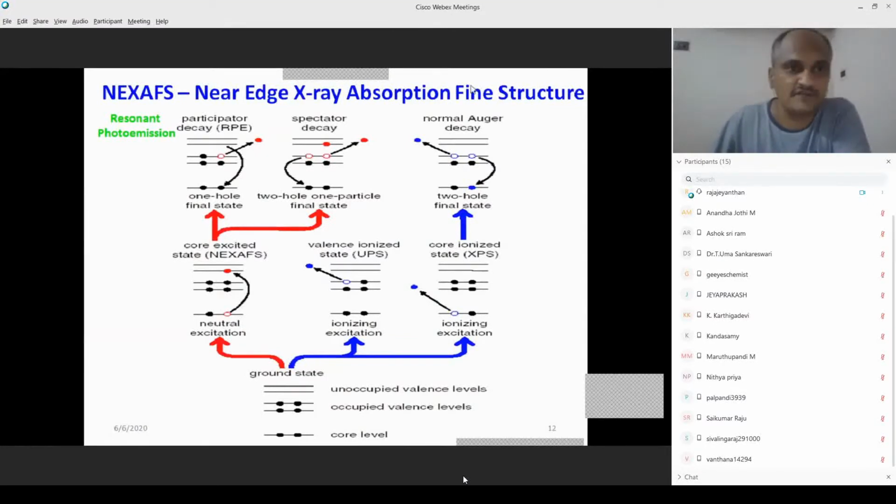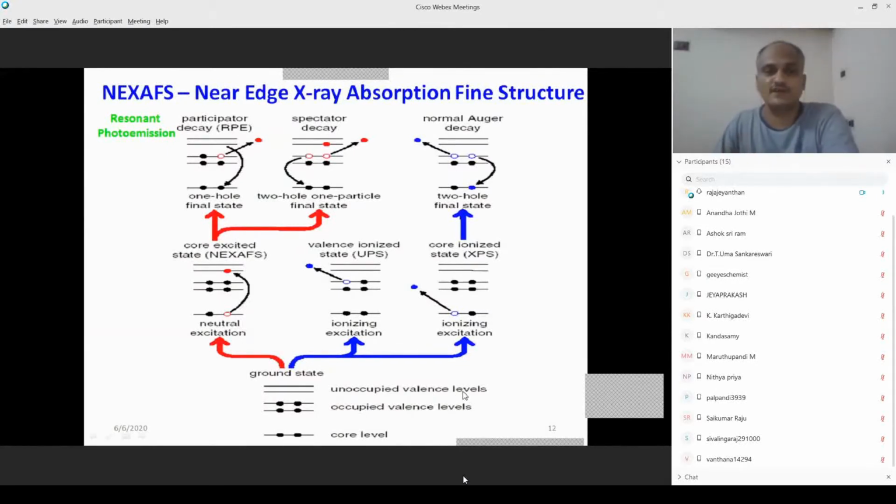If you look closely at the soft X-ray, if you take an atom, at the bottom there is a core level. In the core level there will be core electrons, and there is an occupied valence level in which the electrons are occupied, and there is an empty valence shell that is called the unoccupied valence shell.